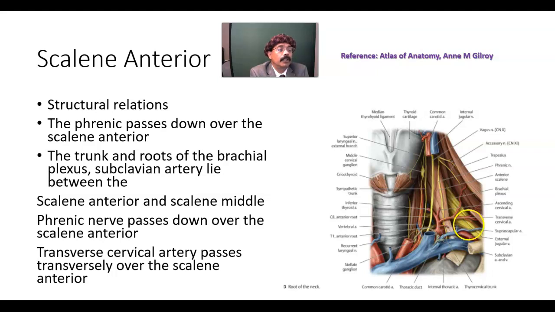So the subclavian artery passes between the scalene anterior and scalene medius. How about the subclavian vein? That passes over the scalene anterior muscle. The scalene anterior is also crossed by the transverse cervical artery, a branch of the thyrocervical trunk, which is a branch of the subclavian artery. We'll go to the next image. The scalene anterior is also related to the ansa cervicalis.